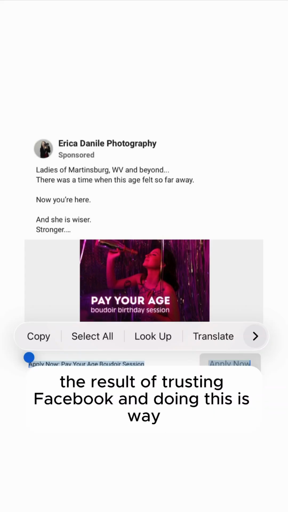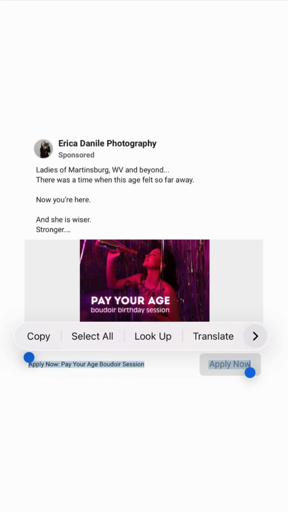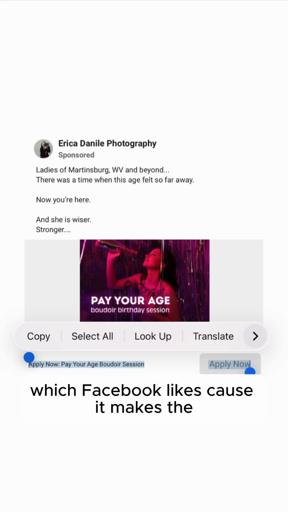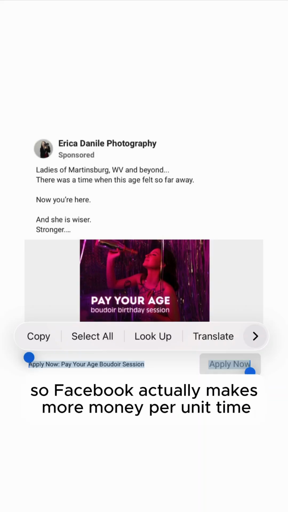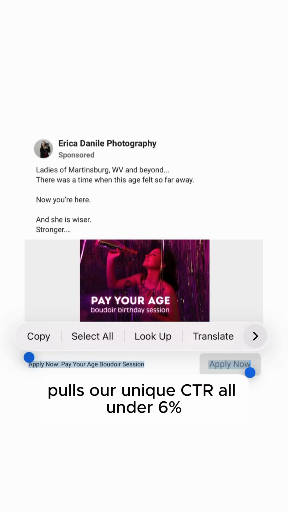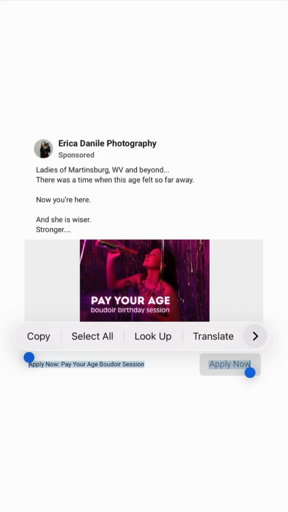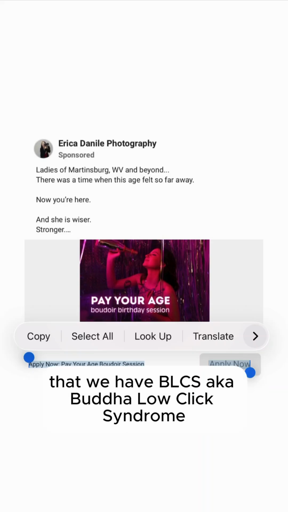The result of trusting Facebook and doing this is way more women scrolling by our Boudoir Facebook ads than necessary, which Facebook likes because they can serve more ads per unit time, so Facebook actually makes more money per unit time. But it pulls our unique CTR under 6%, and it increases the probability that we have BLCS, aka Boudoir low click syndrome.